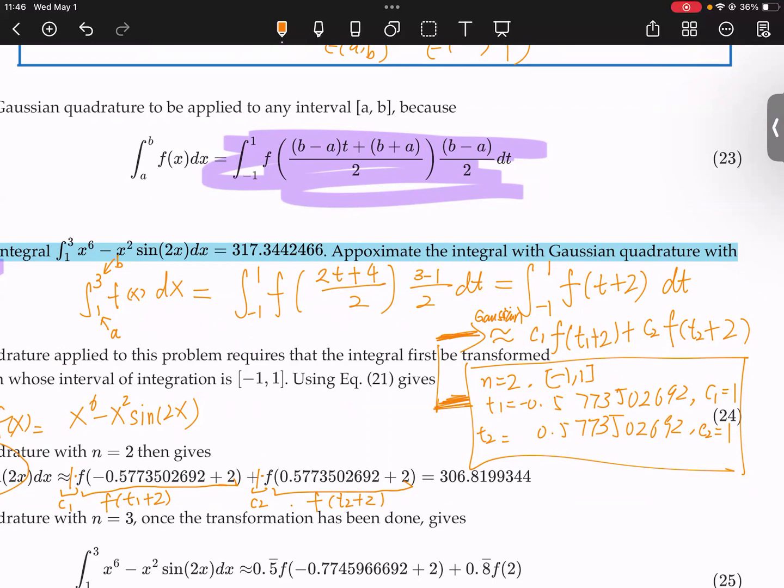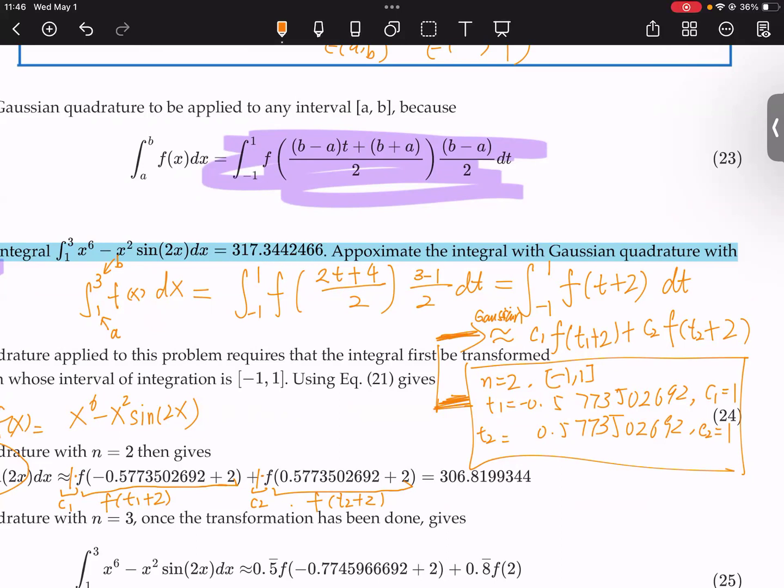And this is how I apply it: that is 1 times the nodal points plus 2, and then 1 times the nodal point plus 2. Does it make sense? Because this is integration about t, I replace the t with the nodal points. But don't forget that we have the plus 2 here. This is easy to forget to apply.